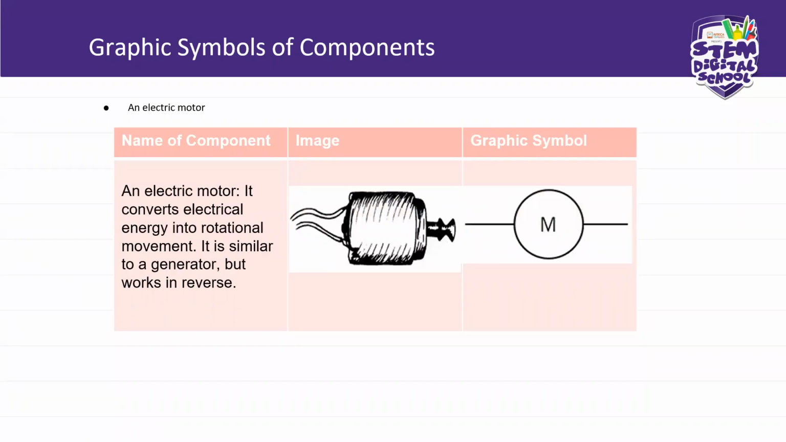Right. And this one is an electric motor. Remember, a motor is similar to a generator. A motor has many coils of copper wire wound around an iron core. So they are like the generator, but they work in reverse. This is an electric motor. This is how you show your electric motor in a circuit. This is the graphic symbol when you draw your circuit diagrams.